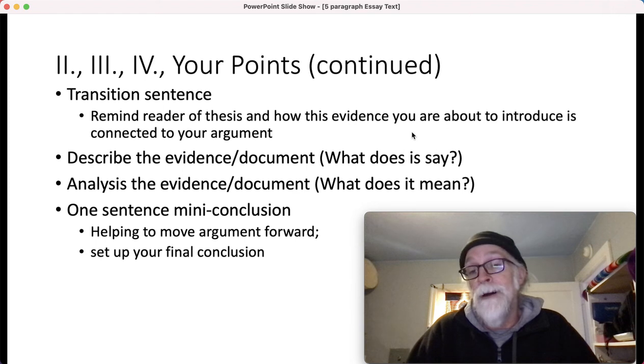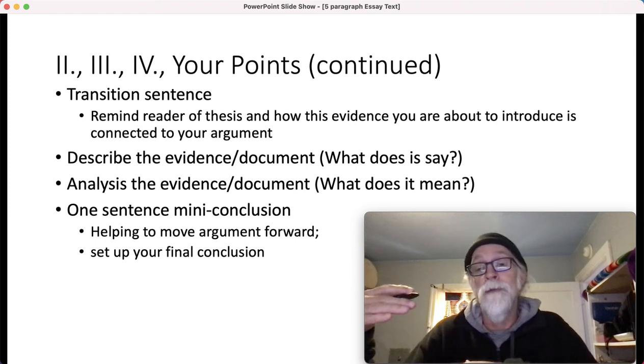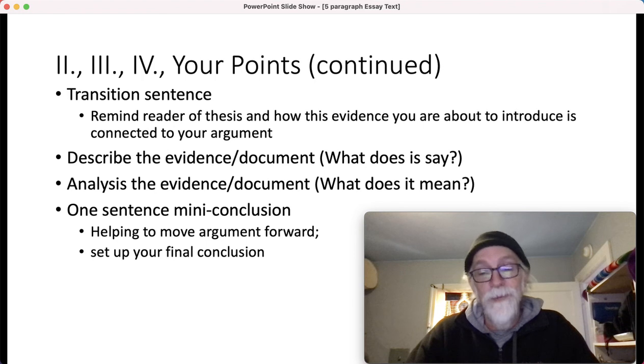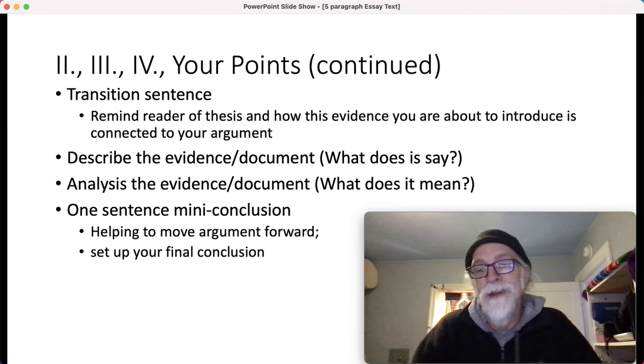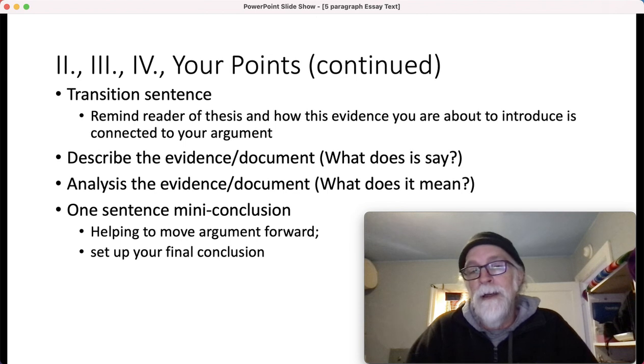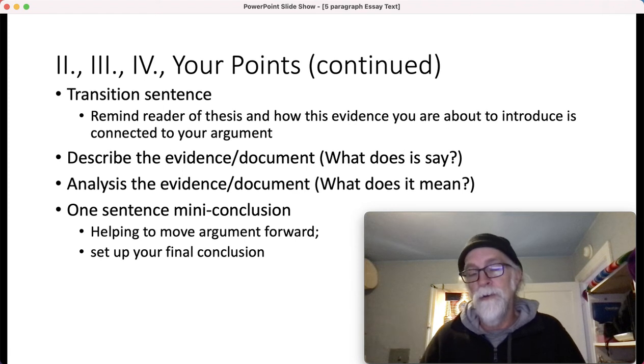So how do you do that? Each of the paragraphs for each point, you need a transition sentence. You remember those from high school? Introductory sentences, transitions, connecting all the different paragraphs together. You need that stuff. Stuff that will remind the reader of your thesis and how the evidence that you're about to introduce is actually connected to it.